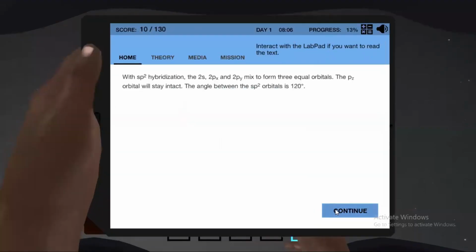With sp2 hybridization, the 2s, 2px, and 2py mix to form 3 equal orbitals. The pz orbital will stay intact. The angle between the sp2 orbitals is 120 degrees.